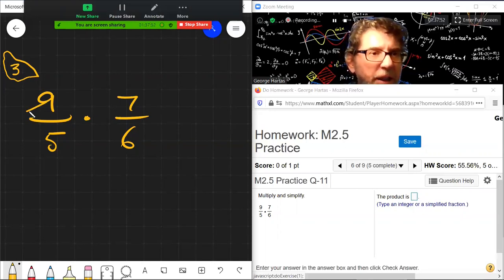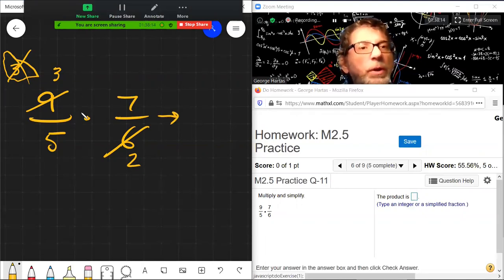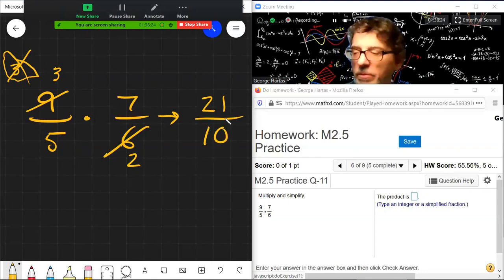3 divides into 9 3 times. 3 divides into 6 2 times. So make these big enough so you can see them when you multiply across. Don't make them too small because we have to multiply with these at the end. Cross out the thought bubble, multiply across. 3 times 7, 21. 5 times 2 is 10. And there it is. 21 over 10.